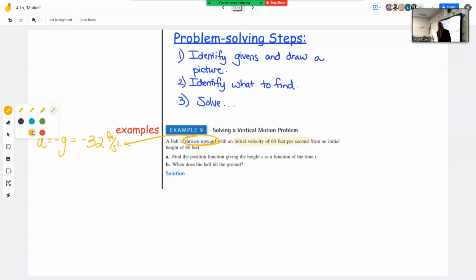We have two clues. We have an initial velocity and we have an initial height. So if I just write down these clues, I'm choosing, like Sarah said, my gravity of negative 32. I'm using my initial velocity of 64 feet per second. But wait a minute, why am I making this a positive if this ball's coming down? Why is the initial velocity a positive if the ball's going to be coming down? Read the words.